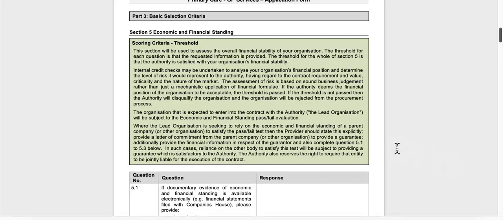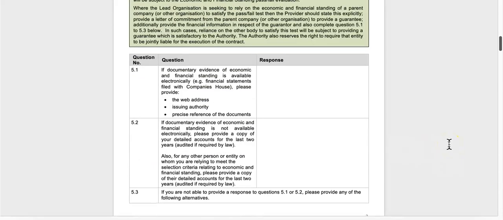Part 3, section 5 is looking at economic and financial standing. You'll be asked to provide documentary evidence of economic and financial standing if it's available electronically. For example, if you are a limited company or a registered charity, you may file your accounts at Companies House or at the Charities Commission. If you do have electronic copies available, please input the details as requested here.